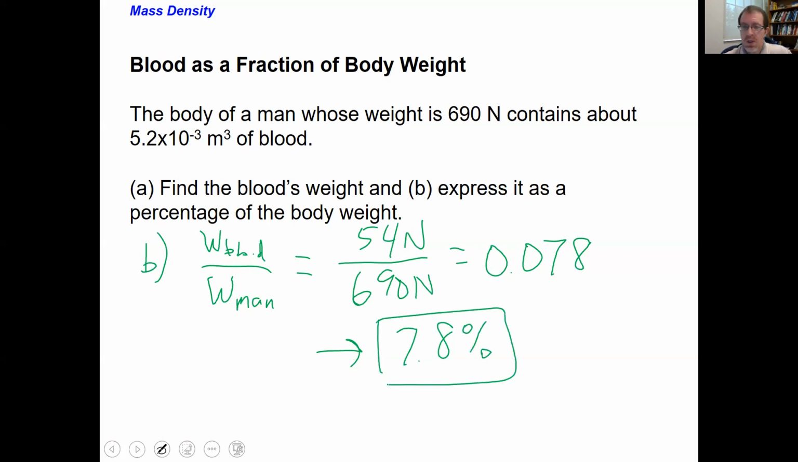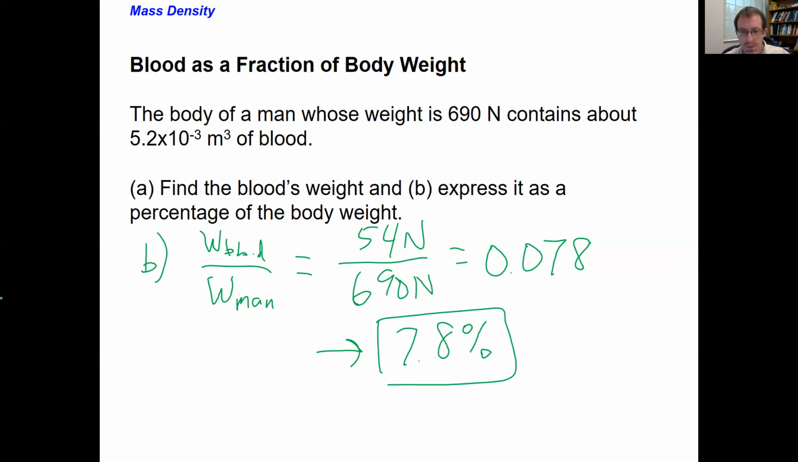So there we go. It turns out that 7.8%, almost 8% of our body weight comes from blood. If you didn't know that already, not only have you learned maybe a little bit of physics, but you've learned some biology too. So that's kind of cool.